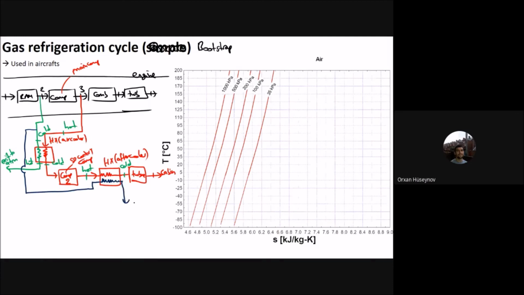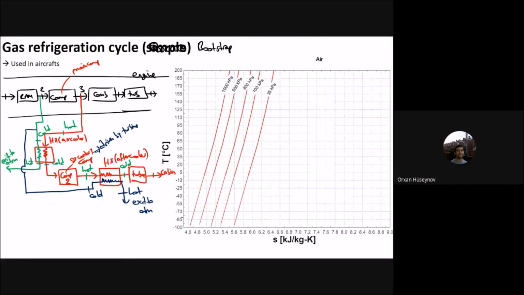Again, it exits the atmosphere. At entrance it is cold, and then it becomes hot. At the same time, this one becomes hot, and this one becomes cold. And here is compressor 2, the secondary compressor, which is driven by the turbine. You can see the turbine here. They have the same shaft that is connected to compressor 2. This one drives that one.